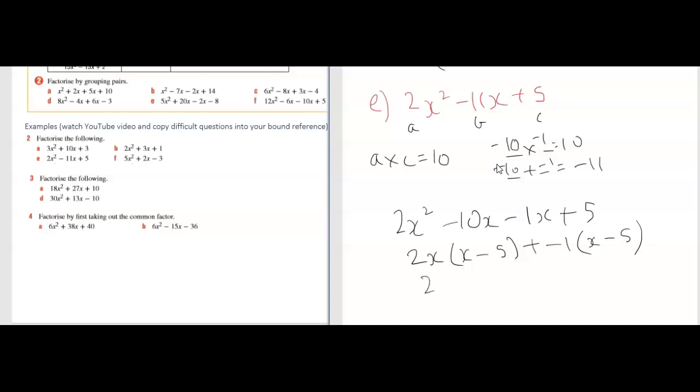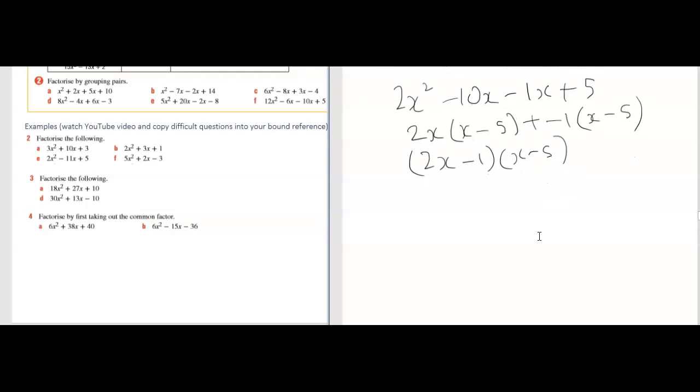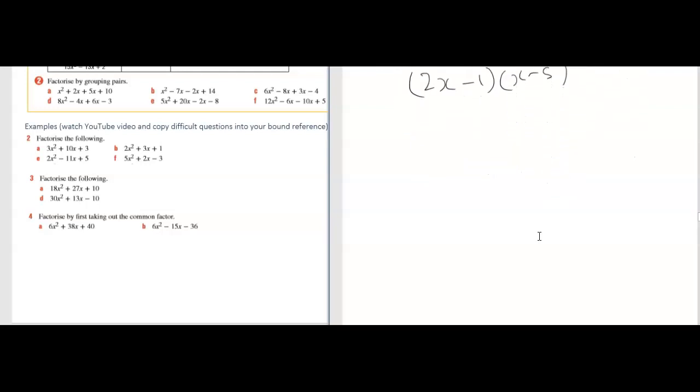All right, so let's group. So 2x minus 1 and x minus 5. So good thing about factorizing, if you ever need to check your answer, you can always expand. And if you get 2x squared minus 11x plus 5, you know you're on the right track. All right, let's move on to question 3. I'm just going to get my red pen up.